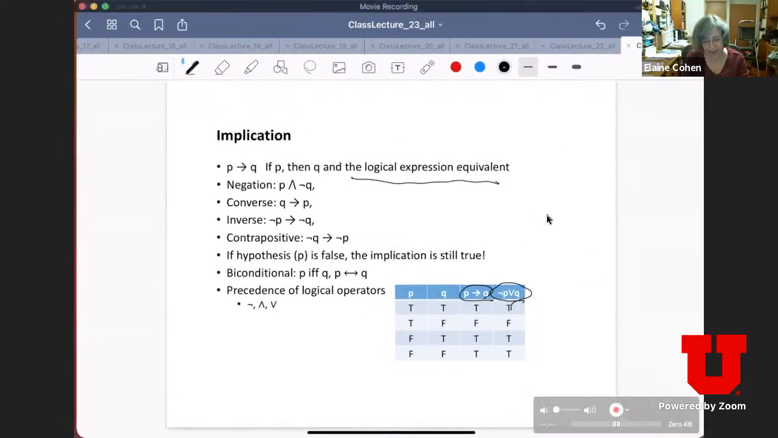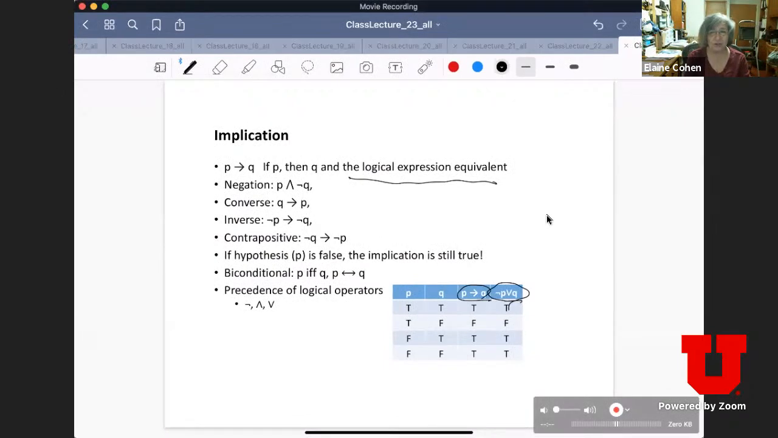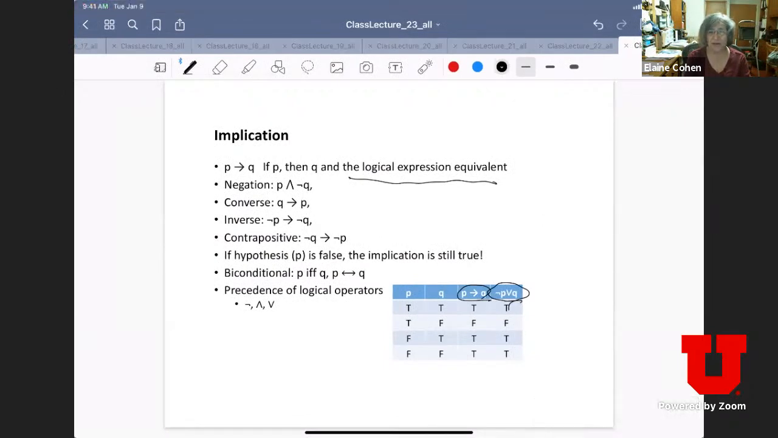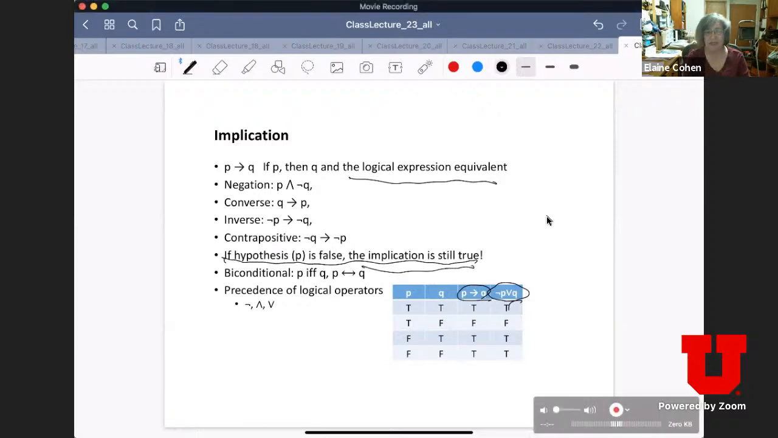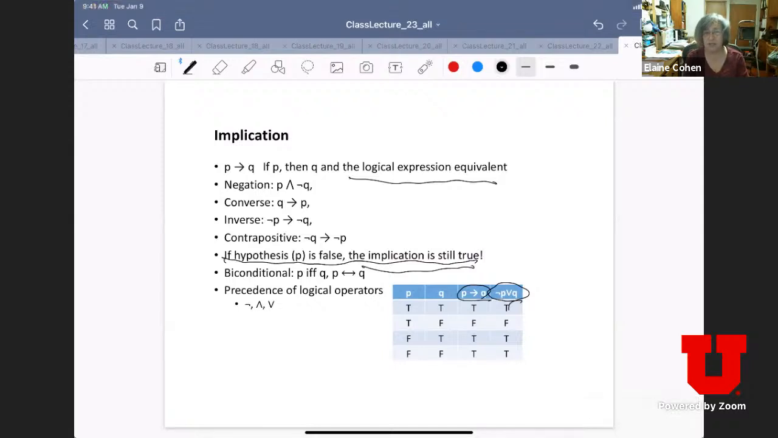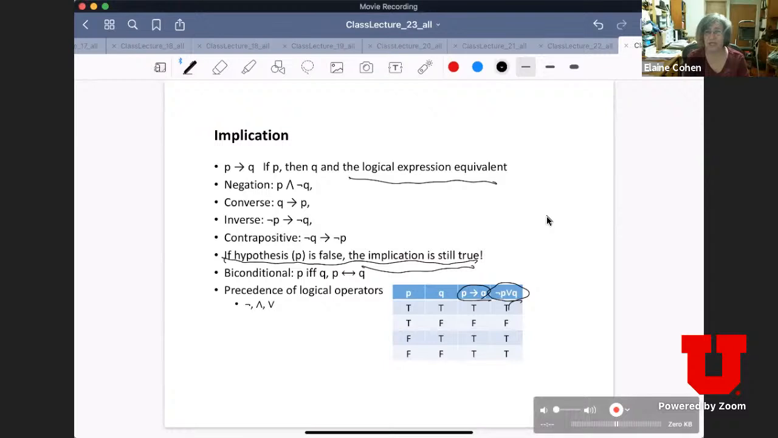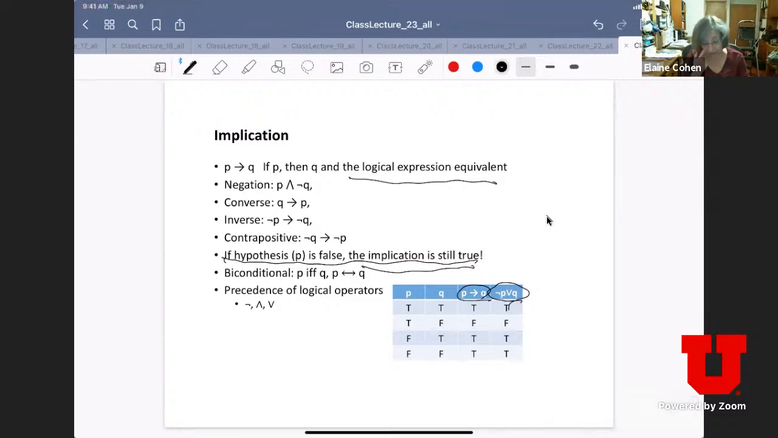Okay, remember negation, converse, inverse, and contrapositive. We use contrapositive all over in many of our proofs, so don't forget that. That's a biggie. Remember that in truth tables and in implications, this is so confusing, the hypothesis can be false and the implication can still be true. Okay, and in fact it is.